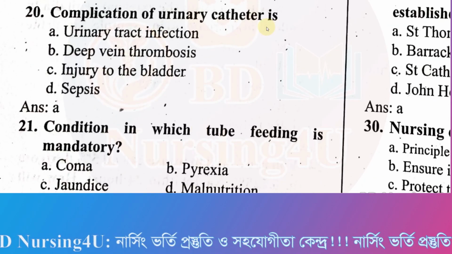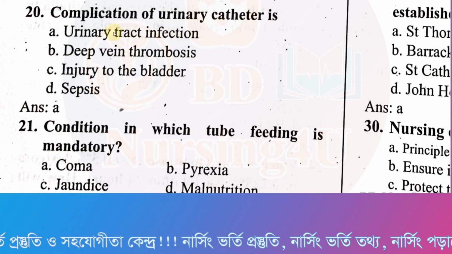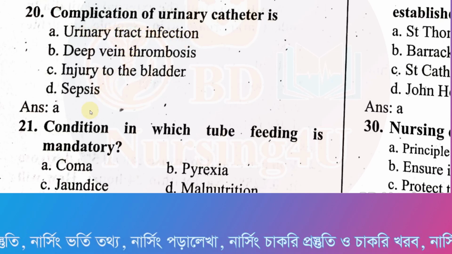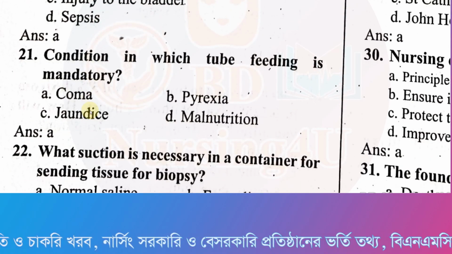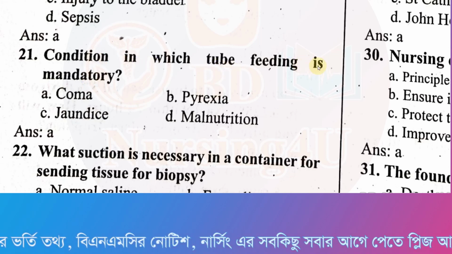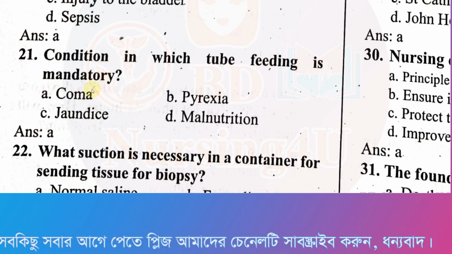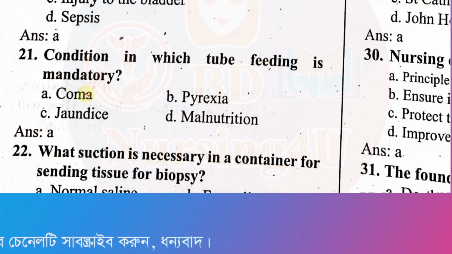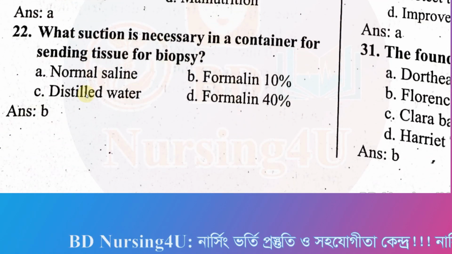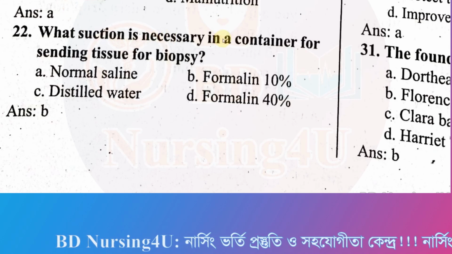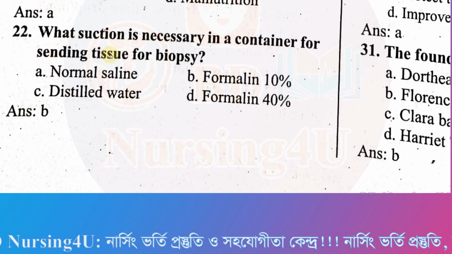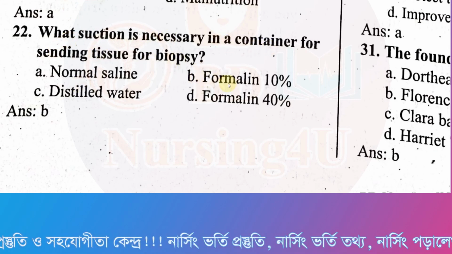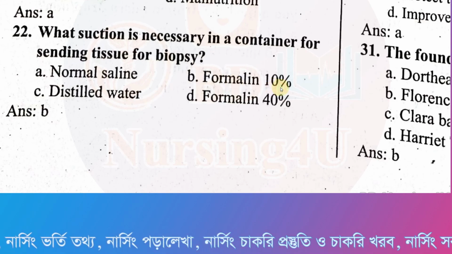Complication of urinary catheter is urinary tract infection. Condition in which tube feeding is mandatory. What solution is necessary in a container for sending tissue for biopsy? Formalin 10%.